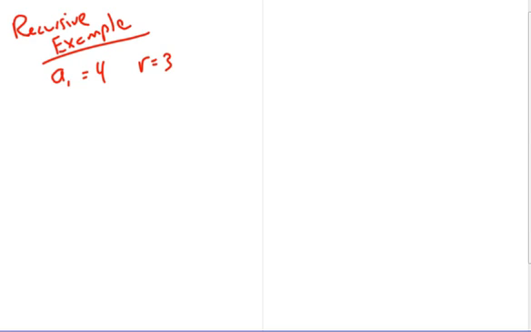Just an example of how we could build a sequence using the recursive formula. We'll build that same sequence we had a moment ago, so here are our starting conditions. With the recursive formula, you have to have at least these two pieces of information. You need to have the first value, which in this case is 4, and you need to have the common ratio. So applying that formula, we'd say the first term is 4.